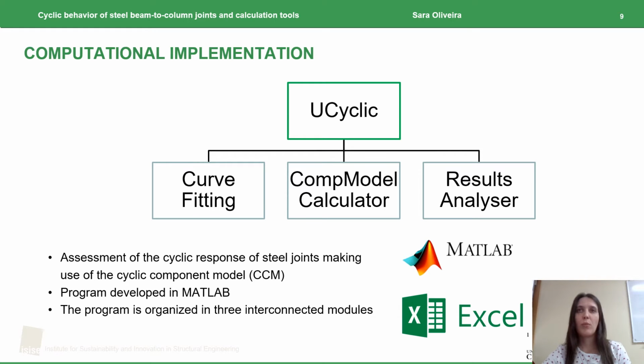This model computes the quasi-static and cyclic nonlinear behavior of beam-to-column joints. And finally, the Results Analyzer is a tool to help the user to analyze the output results of the comp model calculator with an interface which allows the user to perform a visual assessment of the several components at the same time in terms of force deformation curves.